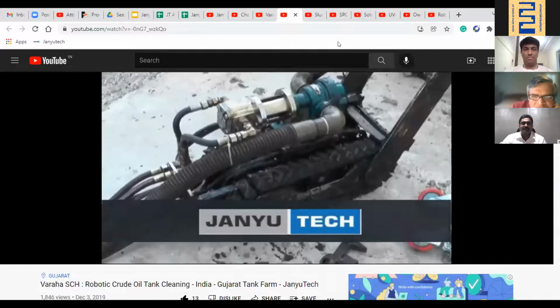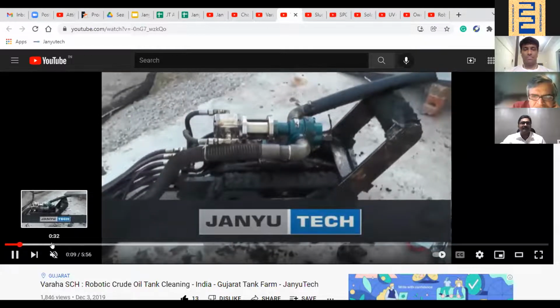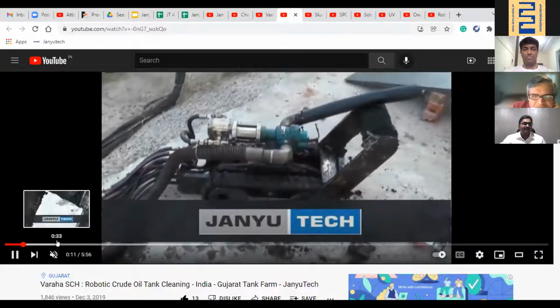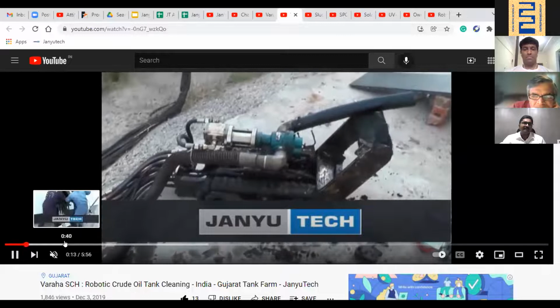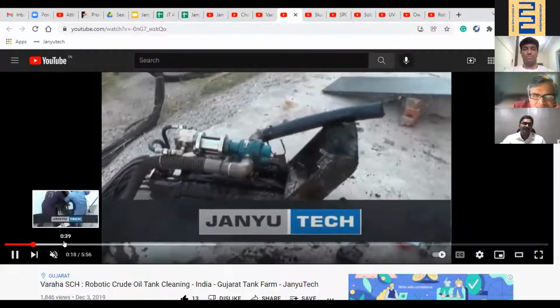So that's when we went about making a machine for crude oil storage tank cleaning. There's a lot of sludge inside. This is a highly hazardous kind of environment. This is how we started making it, and this product went through quite a number of iterations through the clients.